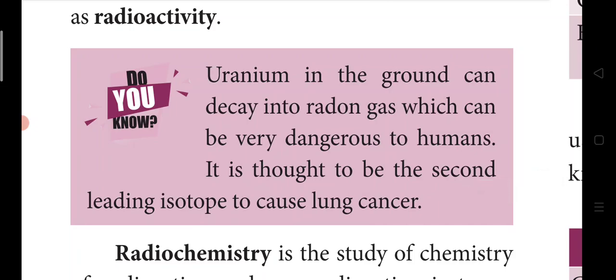Uranium in the ground can decay into radon gas, which can be very dangerous to humans. It is thought to be the second leading cause of lung cancer. Uranium is found in some particular areas of the world and of our country, under the ground. It can be consumed by humans if we grow plants in that area. Any food we grow in that area, or any fishing done there, if we consume it, it can cause lung cancer. Okay.